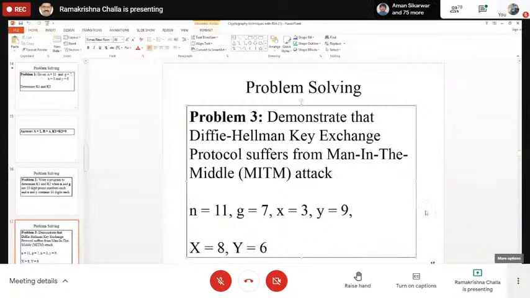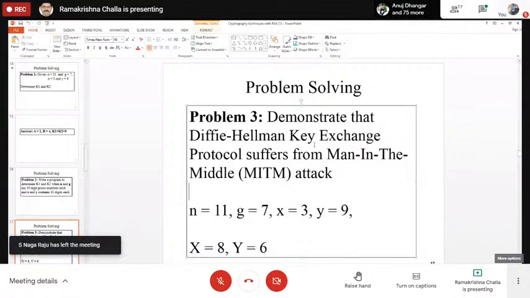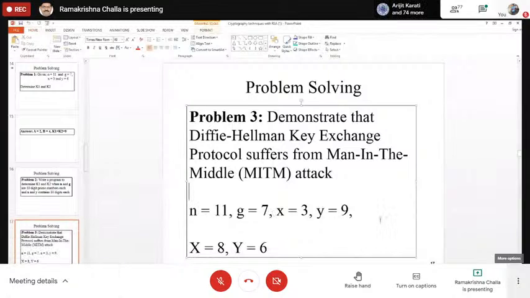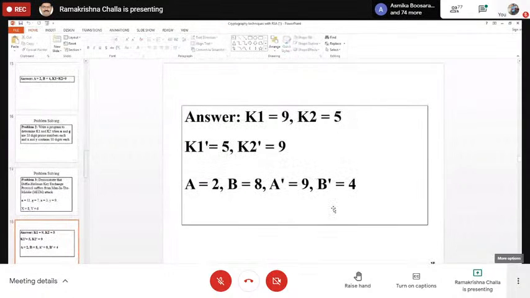So this is another assignment. I have given you 3 assignments. One is that you have to calculate the number of keys along with the storage. Another is writing a program for Diffie-Hellman. The other is a paper-and-pen example, where you need to take this example and show how the man-in-the-middle attack is performed on the Diffie-Hellman key exchange protocol. The answers I have given here are the ones you should get.